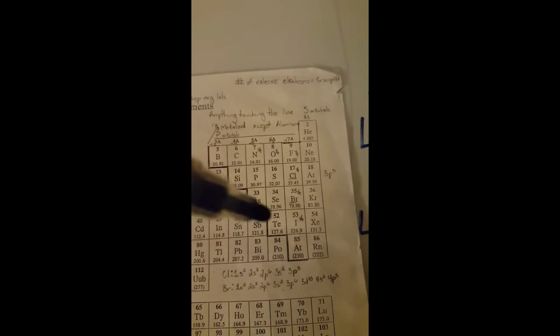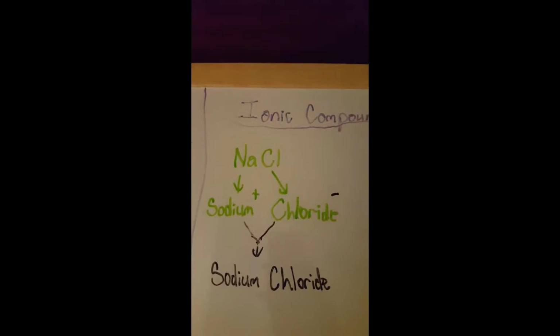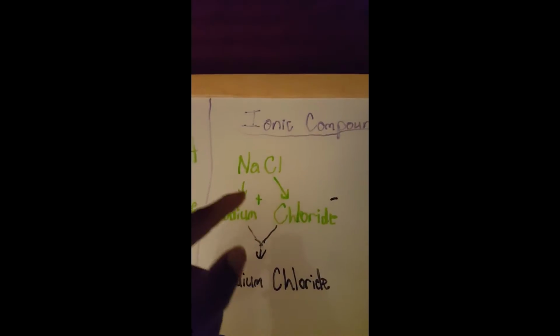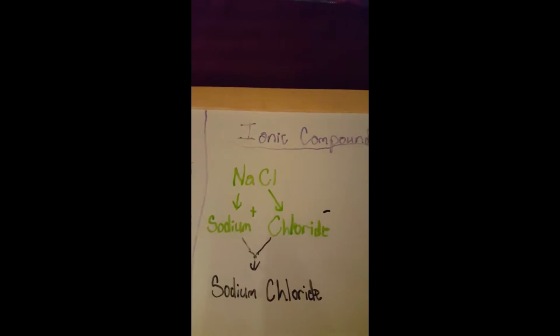And if it's in the same row, it's the element most to the left that you write first and the one that's on the right. So I'd write silicon before I wrote sulfur. And if they're on the same row, I'd write sulfur before I wrote oxygen. And this is NaCl, which is called sodium chloride. As you can see, there's one positive, one negative, so they cancel out. So that's neutrally charged also.